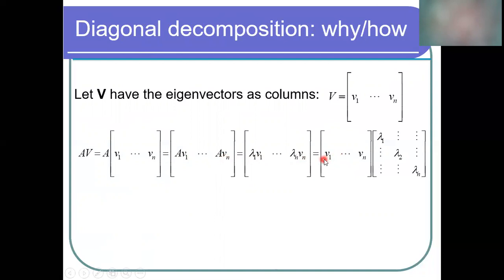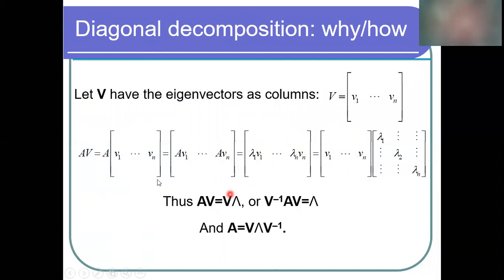It can be written as V1 lambda 1, because this is a scalar, so the scalar can be taken from either the left or the right. In that case, we can say AV is equal to V times the diagonal matrix. Or we can say V inverse AV is equal to the diagonal matrix. Or we can say A is equal to V times the diagonal matrix times V inverse. So this is our previous decomposition method, and we call it the diagonal matrix.